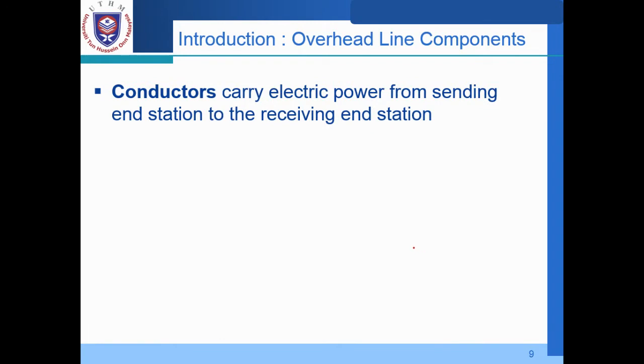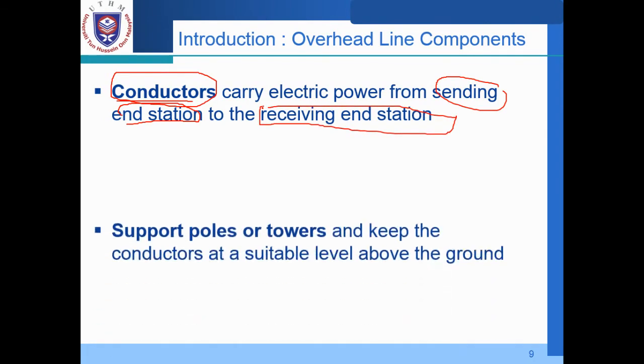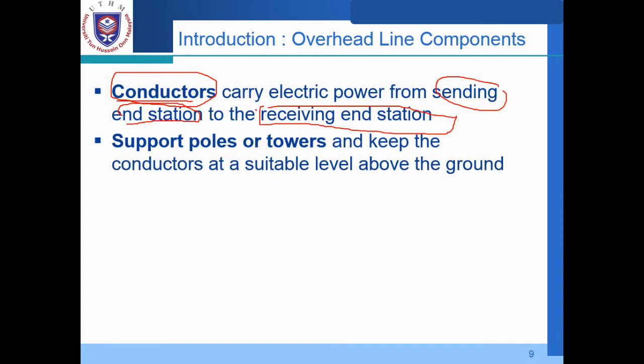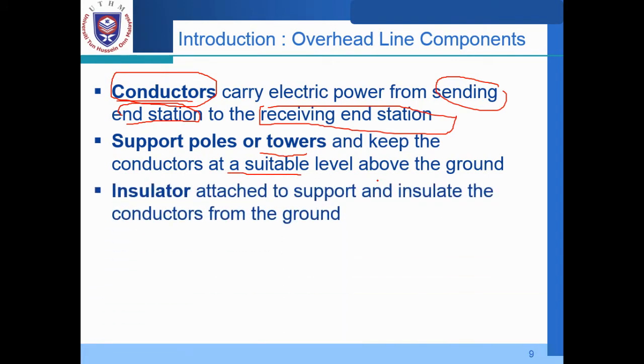Overhead line components. Conductors: the main cable carries electric power from the sending end station to the receiving end station. So we have three keywords: conductors, the sending end station, and the receiving end station. Then another component, the support poles or towers, keep the conductor at a suitable level above the ground. And then the insulator, the third component, attaches to the support and insulates the conductor from the ground.